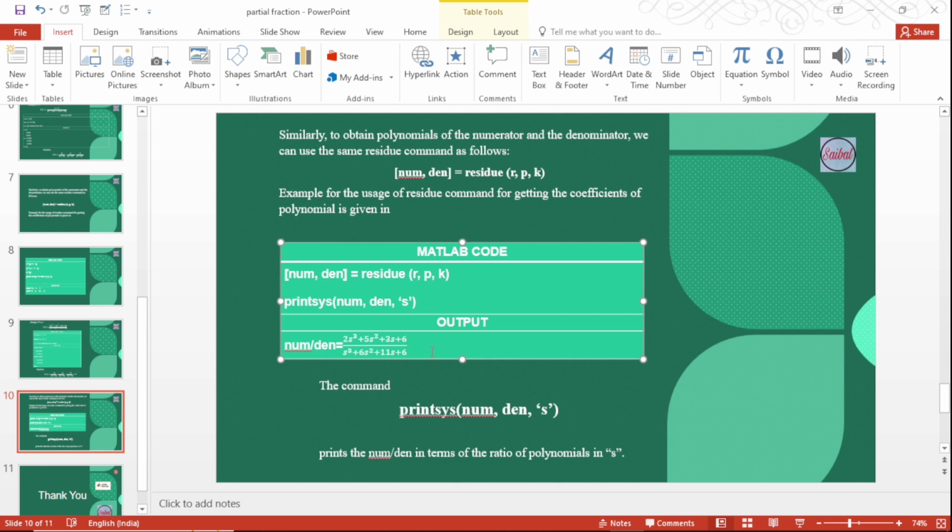So in the next video we take two more examples and try to convert. Initially we try to convert to partial fractions, then we take its Laplace and try to find the Laplace transform as well as the inverse transform.